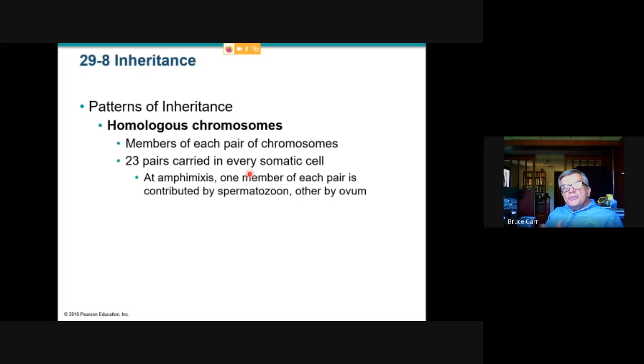This is the only way a reduction division can work. If you reduce the chromosome number in a very exact way, and then combine it with another cell where it's been similarly reduced to restore that consistent number.